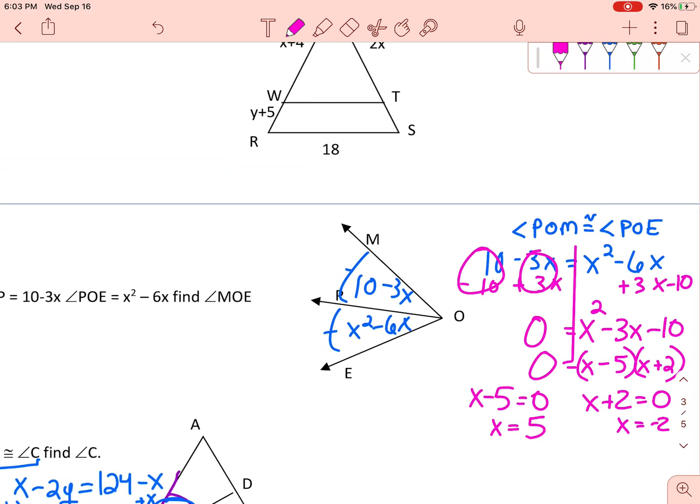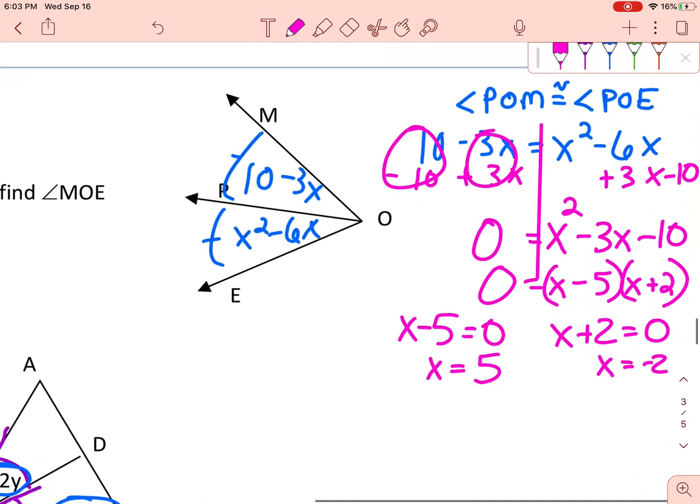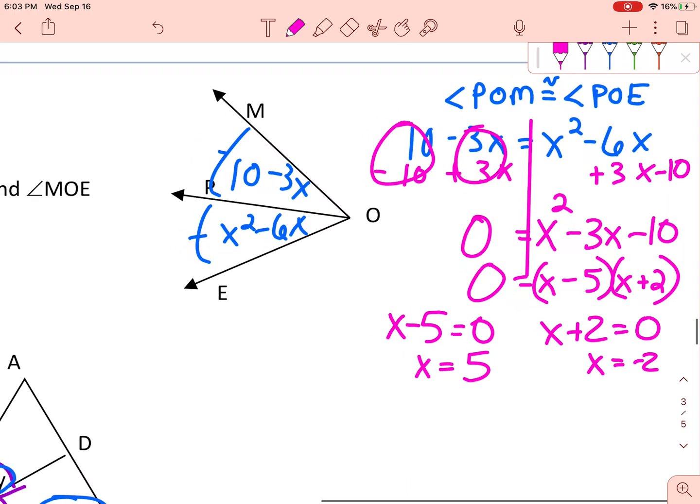Now I'm going to go back and see what it asks for, the measure of angle MOE. So if you plug in both of these, 5 does not work. If I plug 5 in right here, I would get 10 minus 15, and that gives me a negative angle measure. So this one does not work. Let's go ahead and plug in the negative 2.